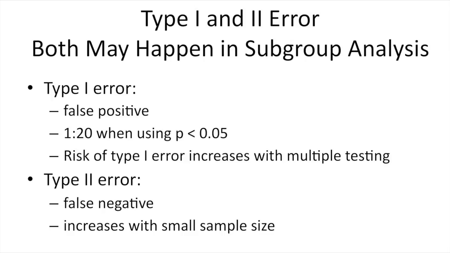In a subgroup analysis, both may happen, a type 1 and a type 2 error. Type 1 error means the results are false positive. So when you do multiple testing, because you have multiple subgroup analyses, when you use a p-value level of 0.05, you have a chance of 1 in 20 that you get a false positive result. But you also have the chance of a type 2 error, which means that you see false negative results. So there would be a significant difference between the groups, but the sample size is too small, particularly the sample size of the subgroups.